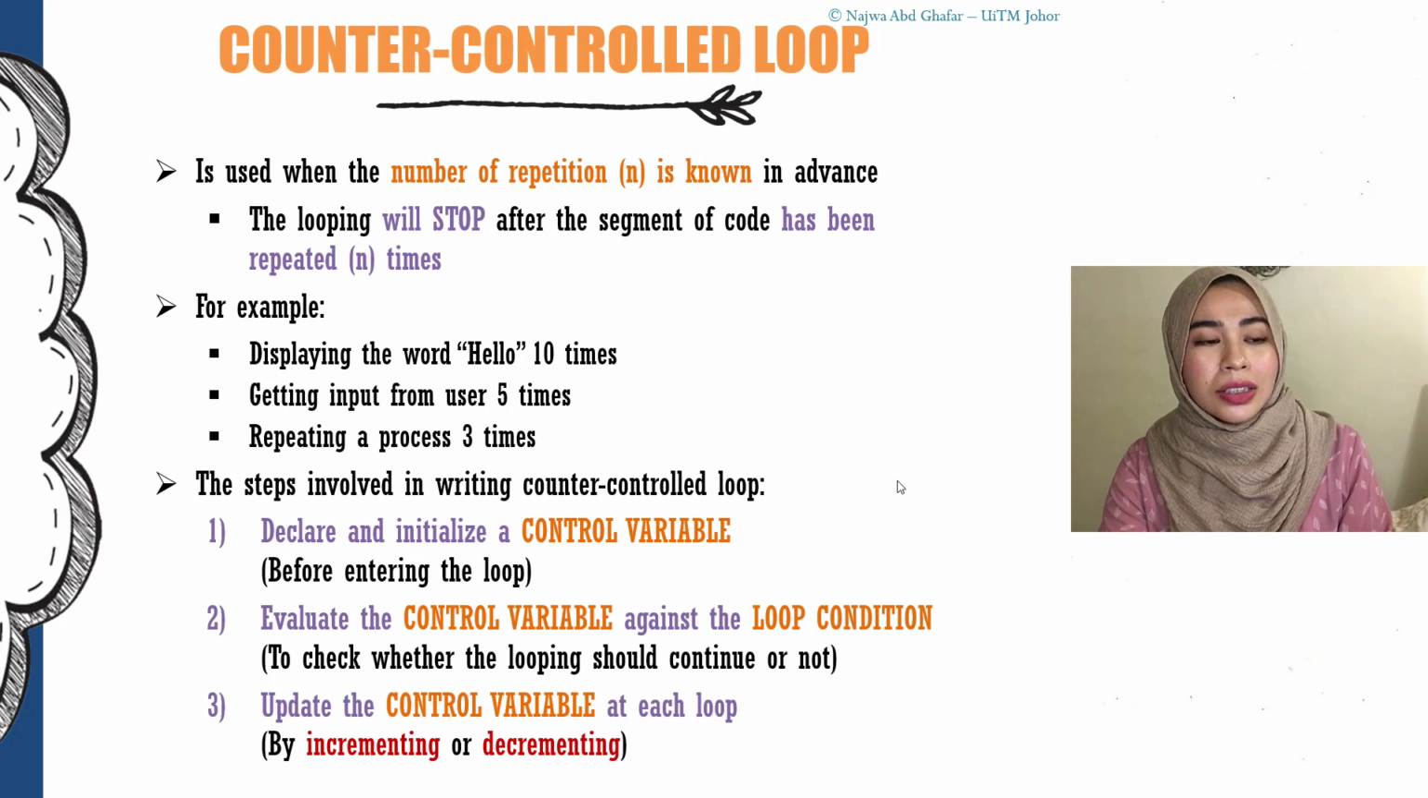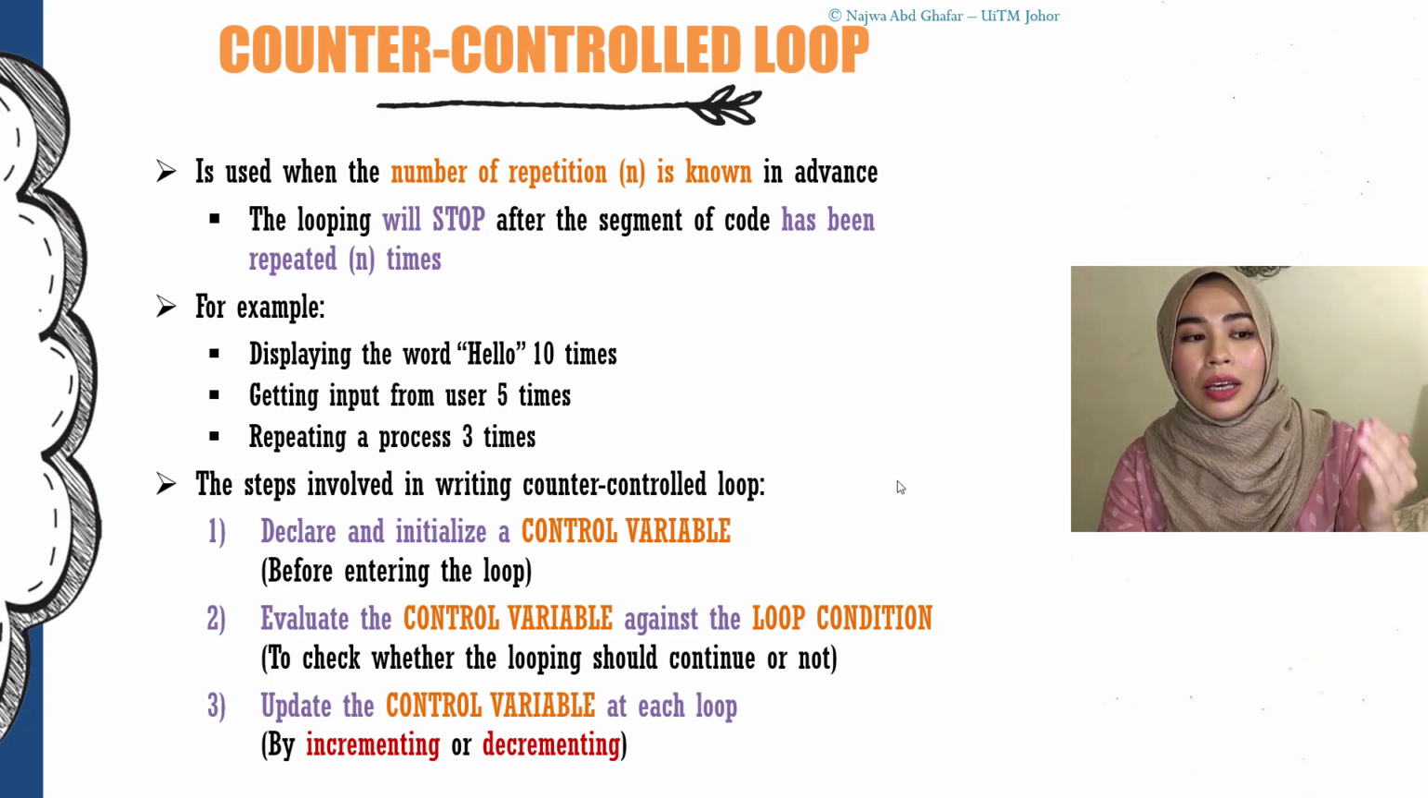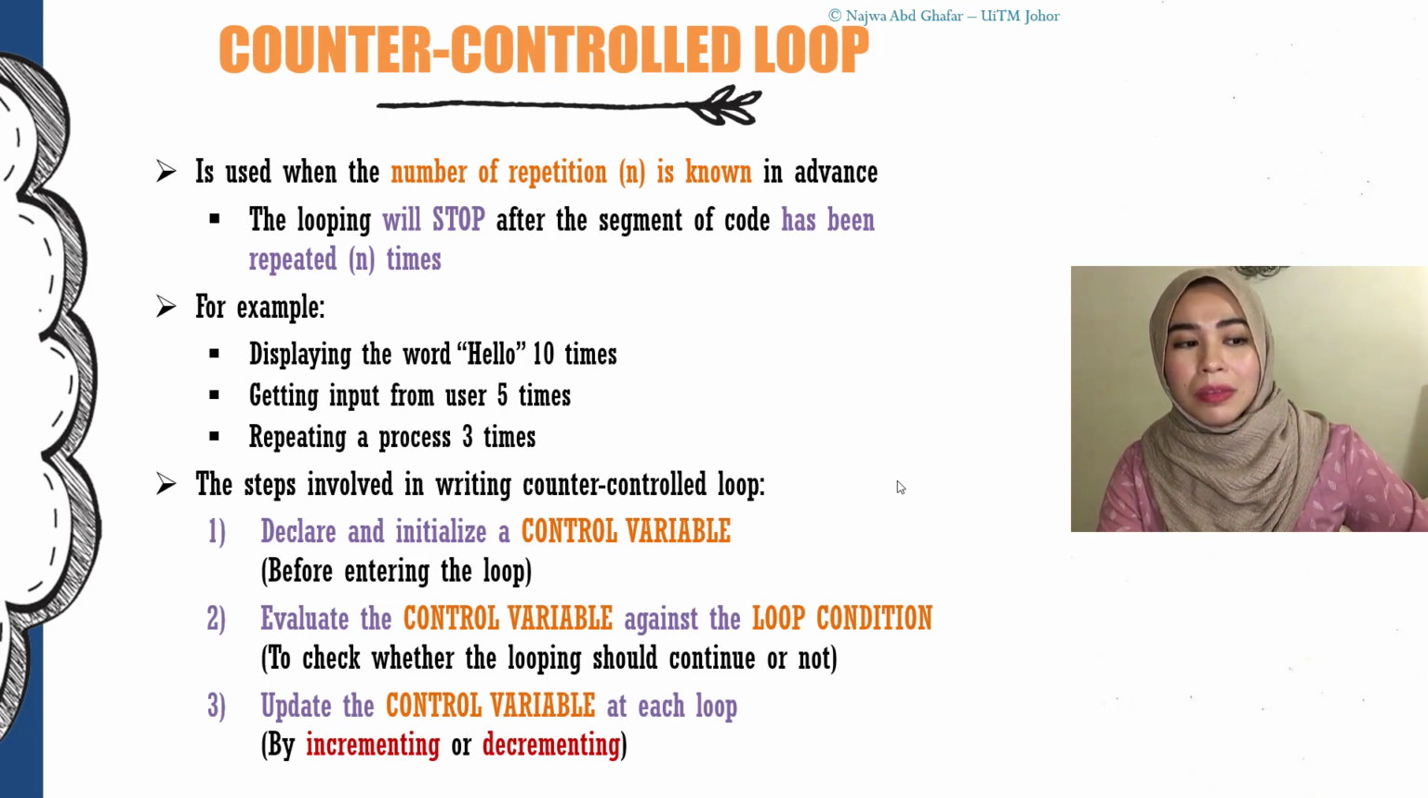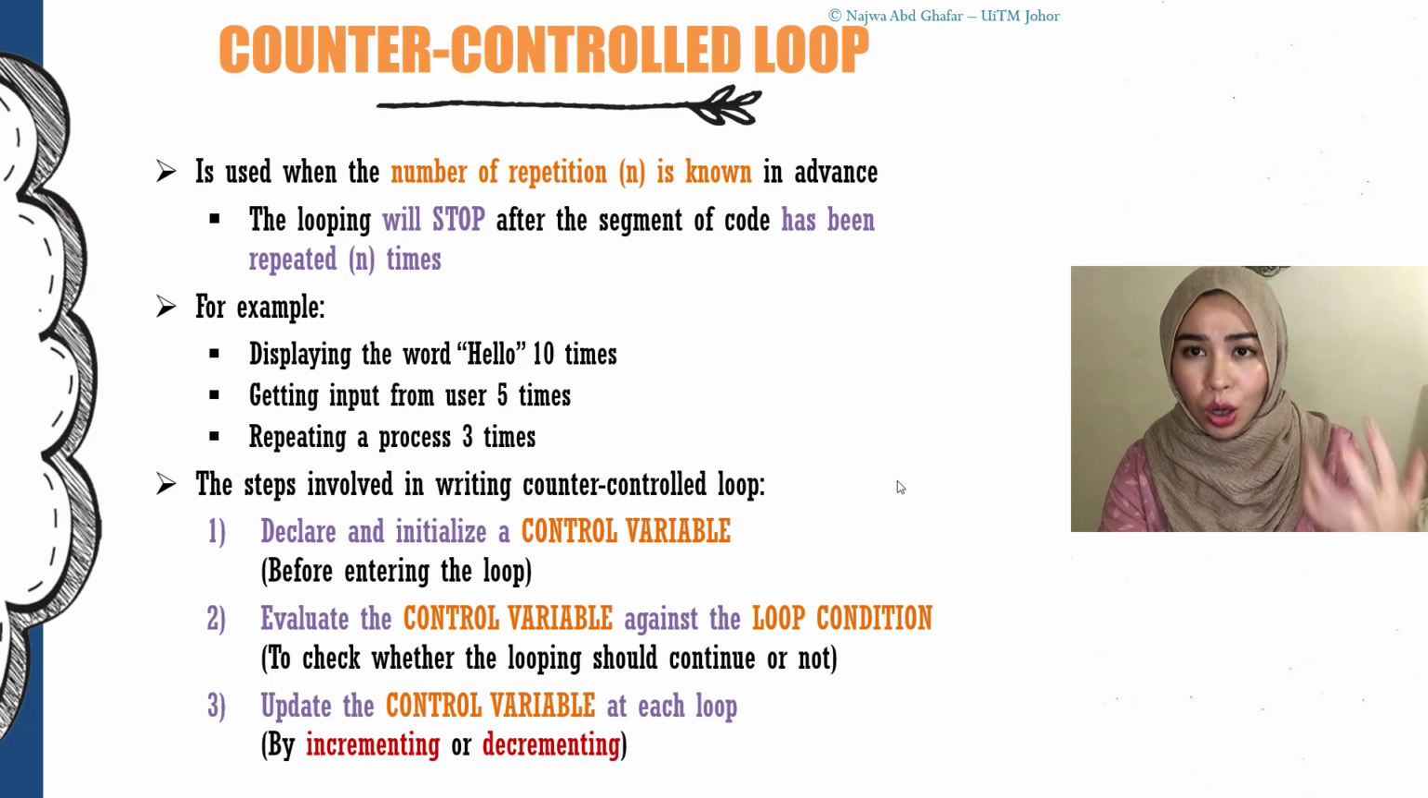Getting input from user 5 times. Input is cin, so it will get the cin 5 times. Next example, repeat process 3 times. So you can calculate things up to 3 times, up to how many times you want. So you know when to stop.